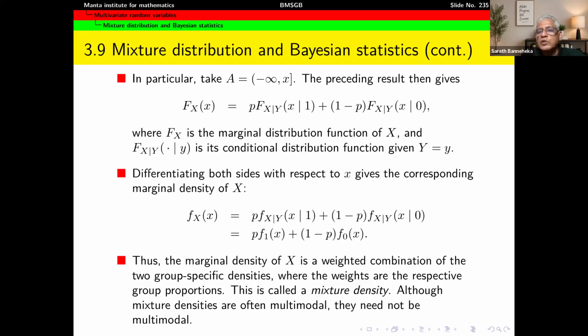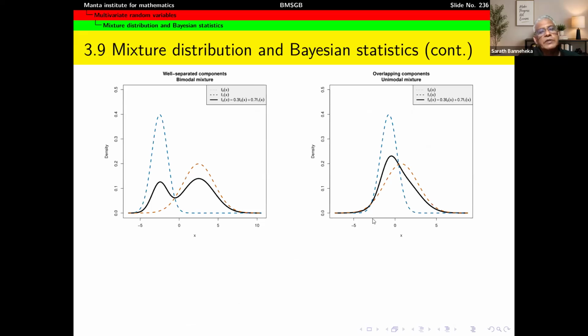For example, in this case, if you have only two groups, it's possible to have two modes clearly for the mixture distribution. But of course, if the two specific distributions are not that much separated, and they have a large part which is common, then usually the mixture distribution will have only one mode. So it will look like a single mode distribution, even though it is actually a mixture distribution of two specific distributions. Right. So in order to show this idea, I have prepared a graph here.